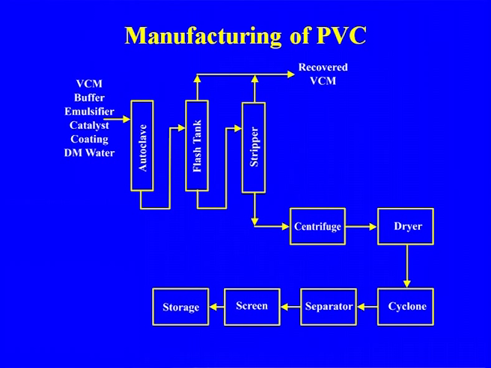This is the process for the manufacture of polyvinyl chloride. Here you see the material, the vinyl chloride monomer, along with the catalyst and the water that is going to your autoclave, to the flash tank, where we are recovering the vinyl chloride monomer, which is again recycled, and from the stripper also, from the flash tank.